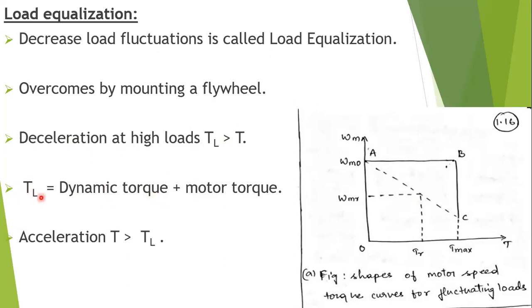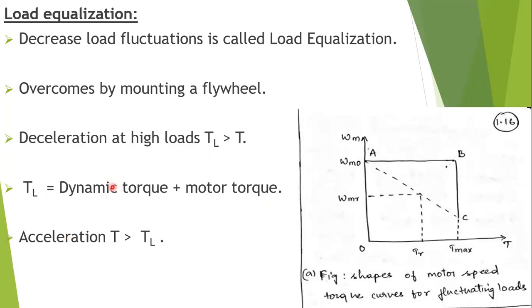So here the load torque is equal to the dynamic torque plus the motor torque. Actually, what is the torque equation? Motor torque is equal to dynamic torque plus load torque. But due to the deceleration, what happens? TL will be greater than T. So TL is equal to T plus dynamic torque. This is quite opposite in acceleration. In deceleration, motor speed falls. In acceleration, motor speed increases.